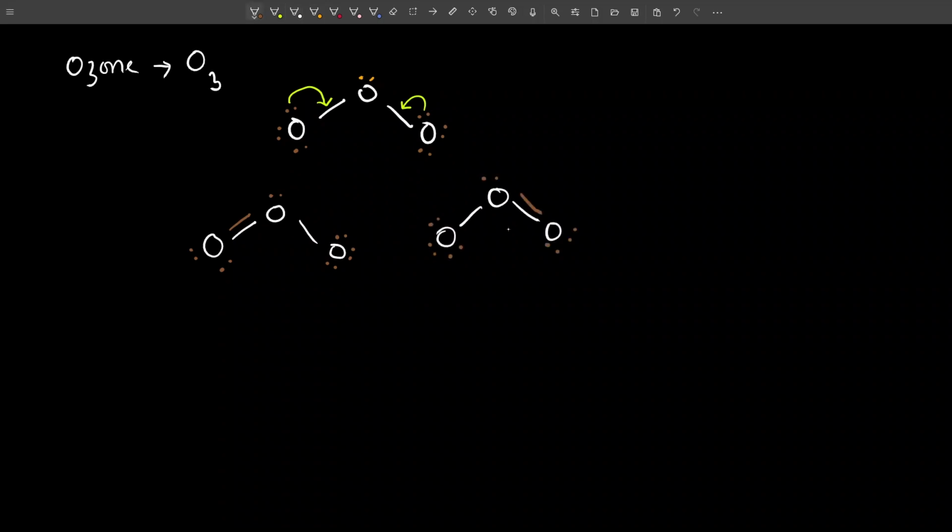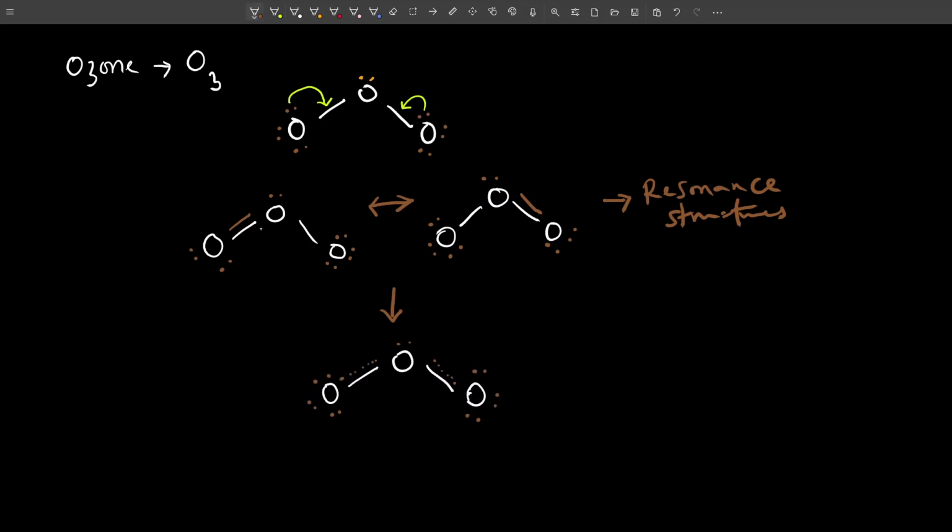So what do you call these 2 structures? They are called resonance structures. You have to put a double-headed arrow to show these are resonance structures. Now, none of them is actually the acceptable structure for O3. They are only contributing to a structure called the resonance hybrid, which looks something like this.